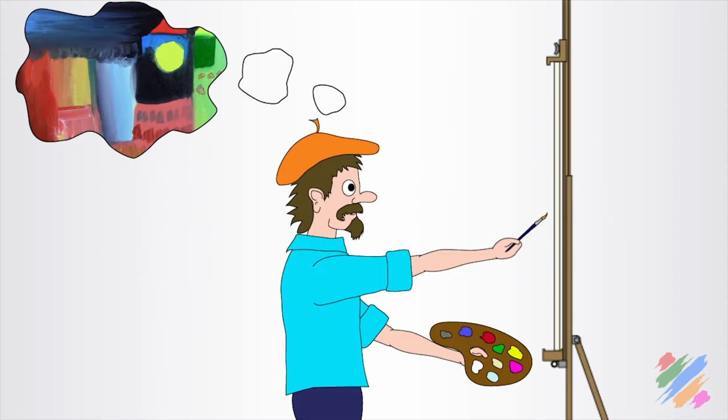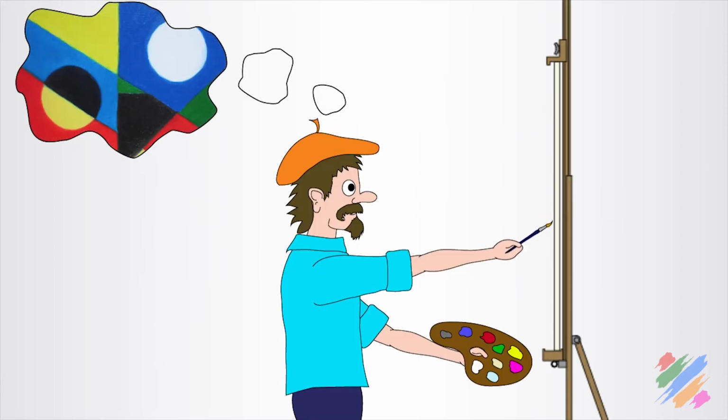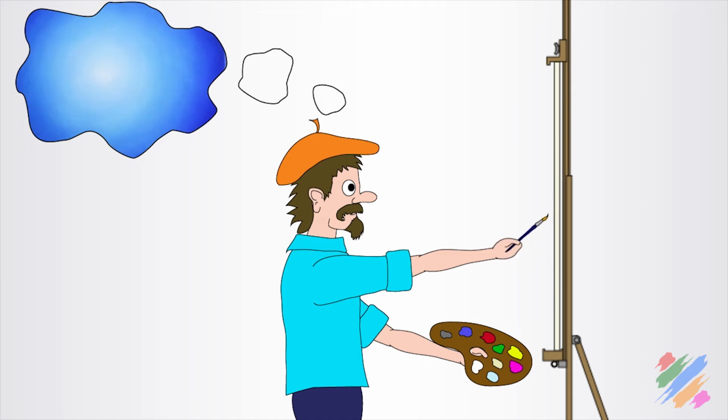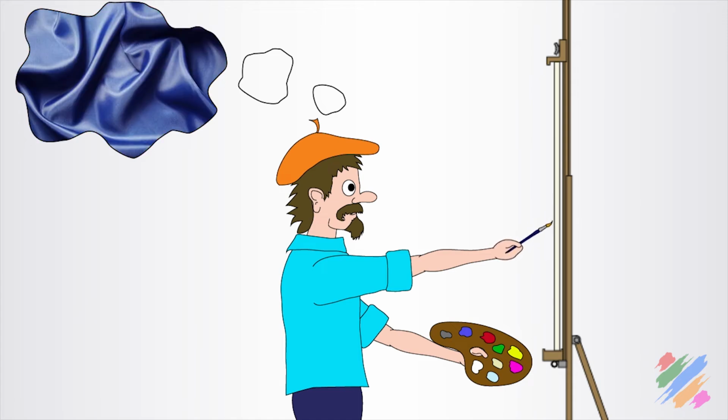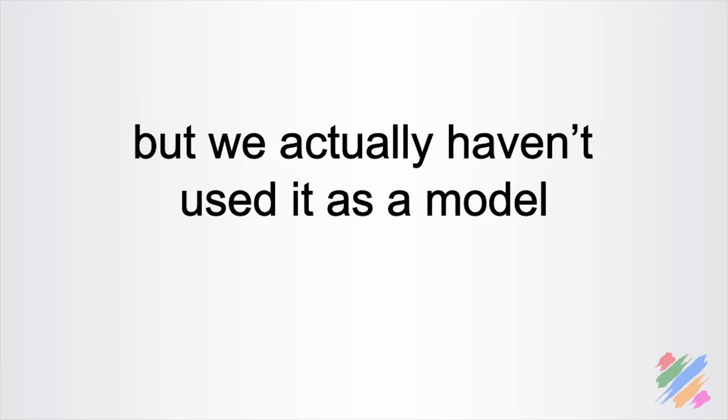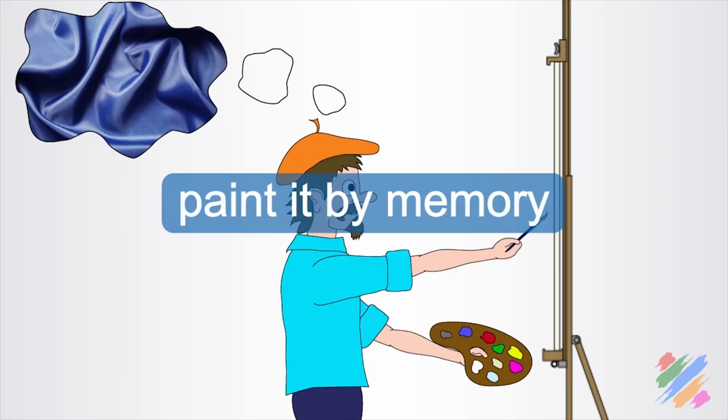And this is because until now, we have painted using our imagination, and in this specific case, what in our memory was a piece of silk. We did follow some rules that we gave ourselves when we analyzed a real piece of silk, but we actually haven't used it as a model. In few words, we have painted by memory.